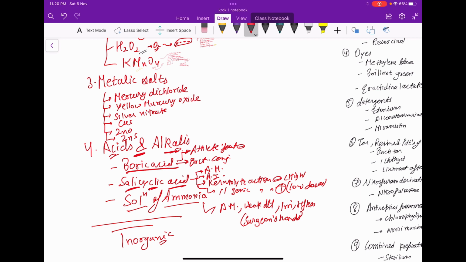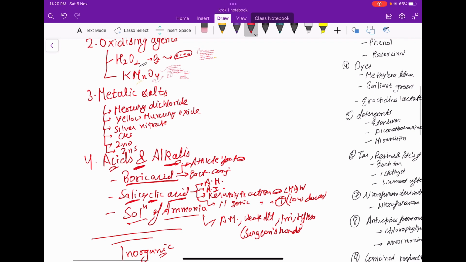That's it, guys, and this is our last of acids and alkalis. The last one in this category is the metallic salts. What is the mechanism of action of the heavy metal salts? It binds to the SH group. Thereafter, it inactivates the enzyme and causes precipitation of the proteins. That's how it shows its antimicrobial action.